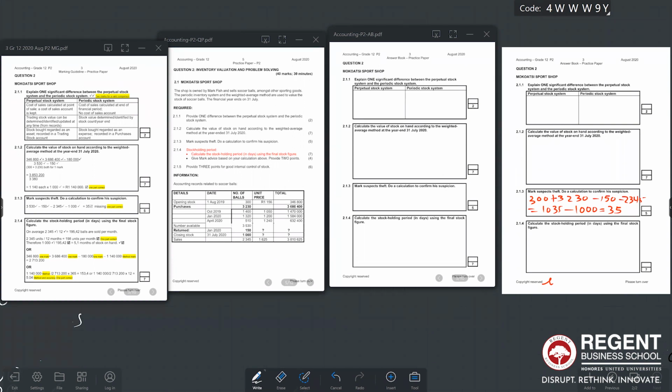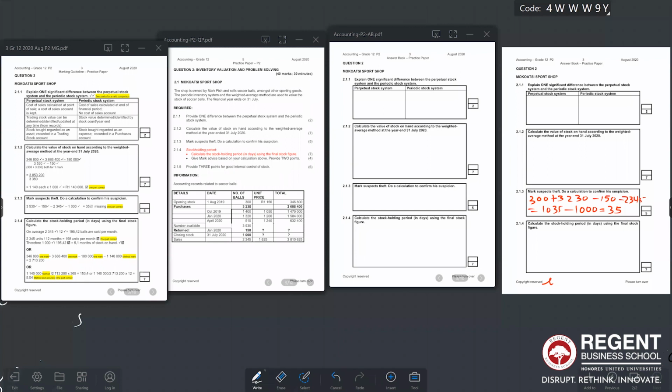There's the workings I've shown you. They've got it there on the memo as well. You can see it. 35 units were missing. Right, the last question. Now here you must think logically. Calculate the stock holding period in days using the final stock figure.